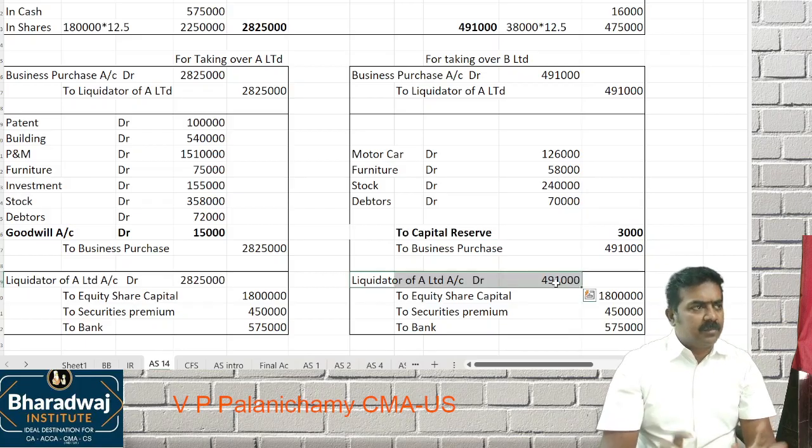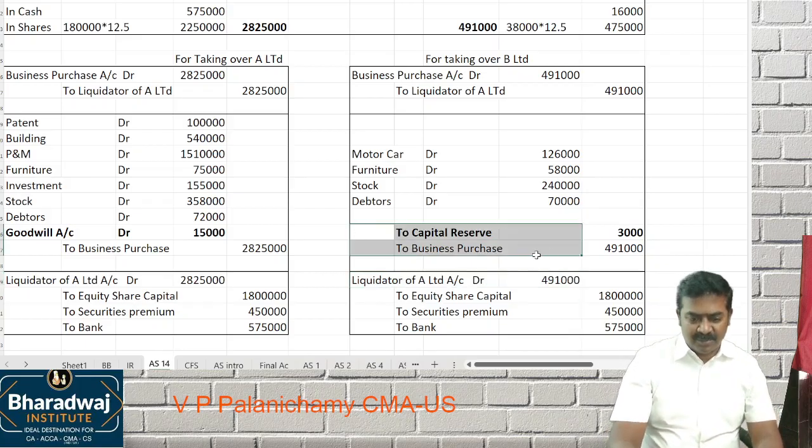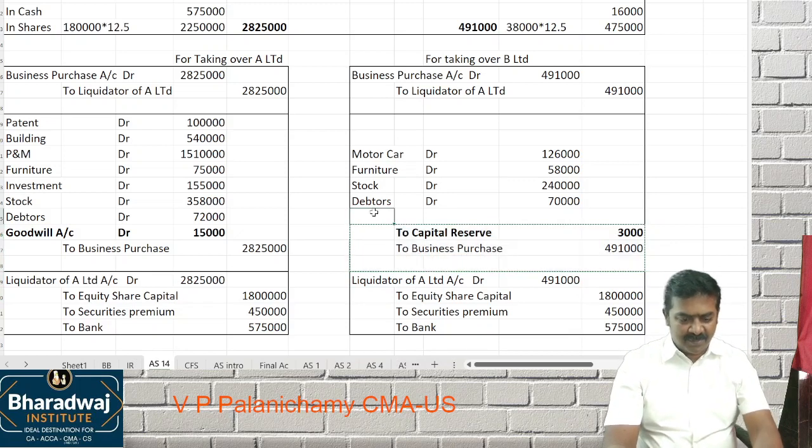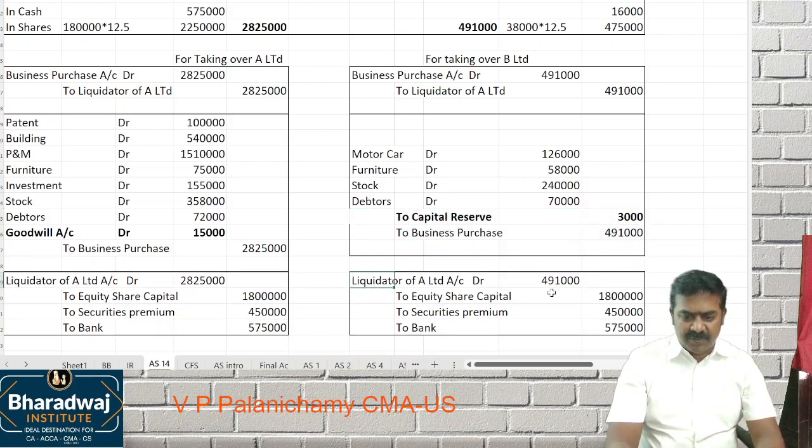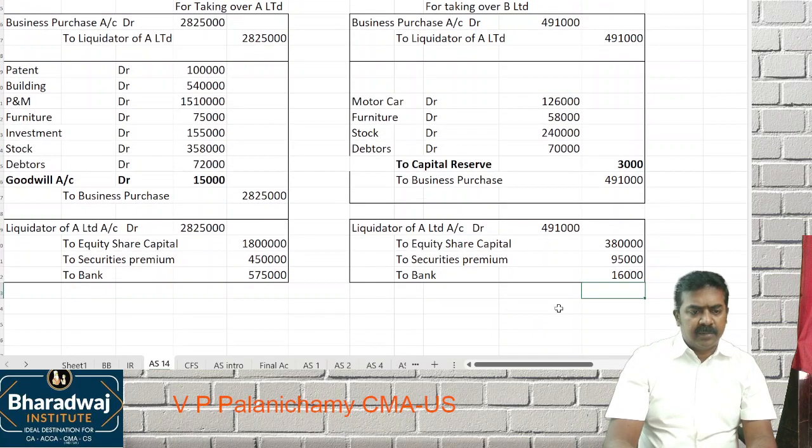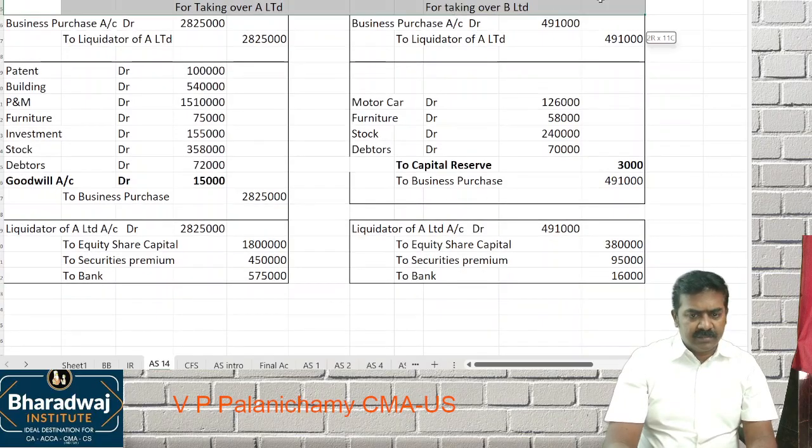When we put it in assets it won't show, but the entry is passed separately, because acquisitions are different, both are separate transactions. Equity share capital 38,000 into 10, 3,80,000. This is 38,000 into 2.5. Bank 16,000. It's not over. There is still a lot more.